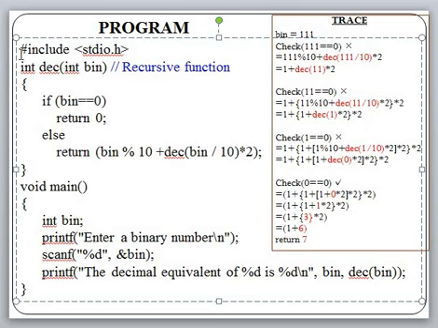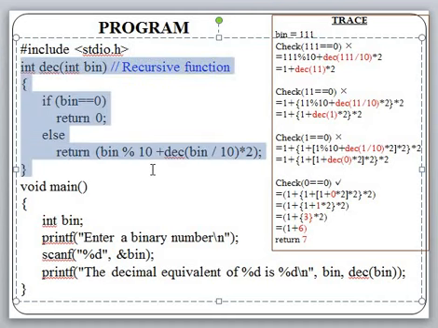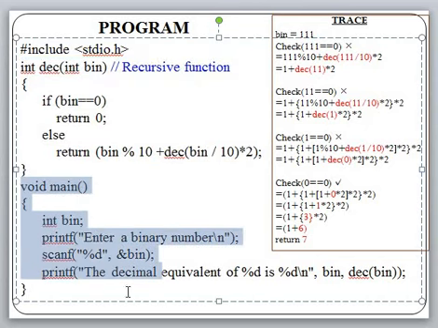Or else we would have written a statement after this hash include, in the next line, saying int dec of int bin, then close parenthesis and semicolon. In case this function definition appears after the function main, the prototype is a must, or the declaration of the function is a must.